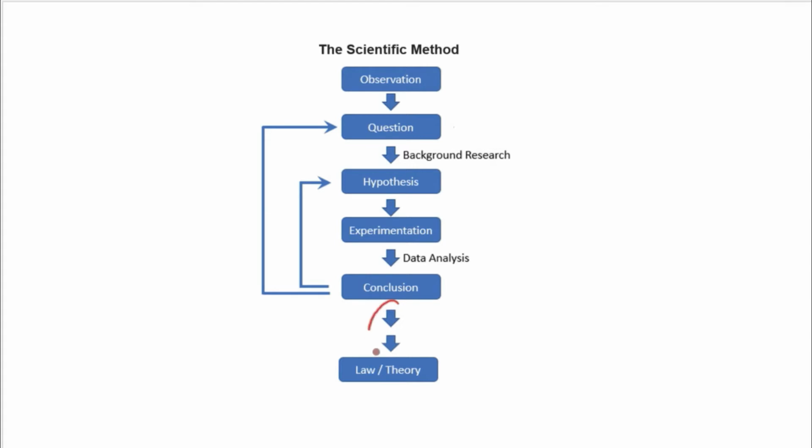Now, once you have enough experimentation and enough conclusions have been made, then you can go to a law or a theory. This is the law of gravitation. There have been enough experiments done at this point that we call that a law. However, not all laws are immutable. Einstein famously disproved Newton. So even if you have a law, a theory, or a model, that can always still go back to the question.